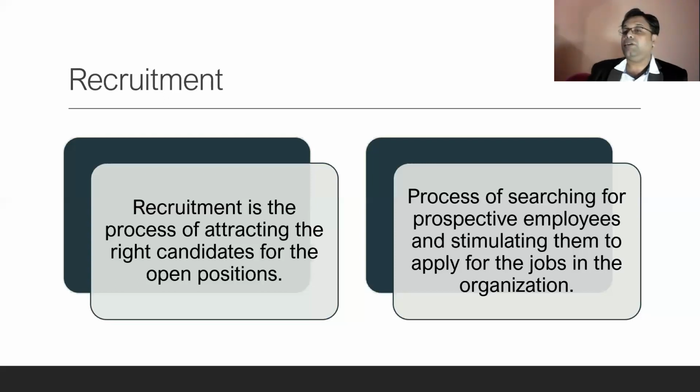If it is a very good brand like TCS or Cognizant or PwC or Accenture or Capgemini, most of the people are interested to work for this kind of company. So it is easier for them to attract the right kind of candidate, right? So that is the fundamental concept of recruitment.